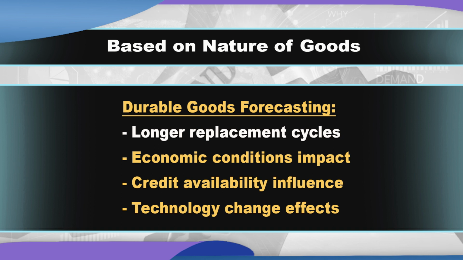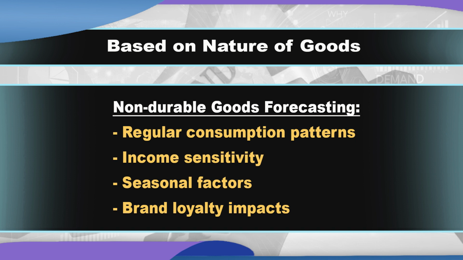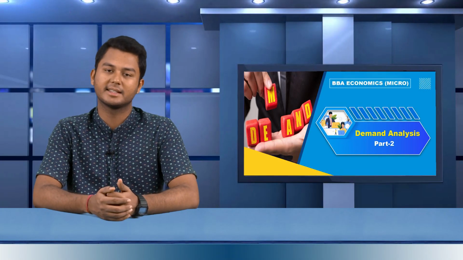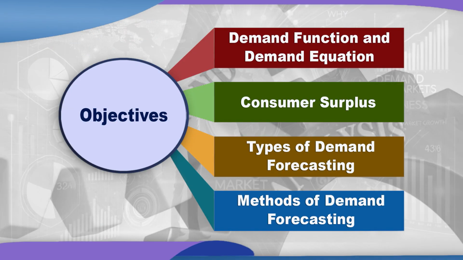In terms of nature of goods, the demand forecasting can be done for durable goods, that is longer replacement cycles, economic conditions impact, credit availability influence and technology change effects can be assessed. In terms of non-durable good forecasting, regular consumption patterns, income sensitivity, seasonal factors and brand loyalty and its impacts can be known. Further, we also have service forecasting, that is immediate consumption, quality perception, personal relationship, economic cycle sensitivity are assessed by this method.